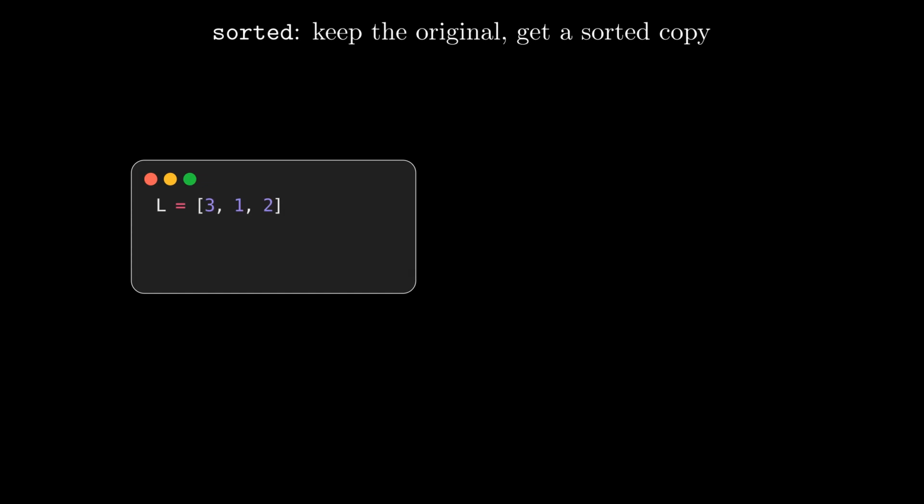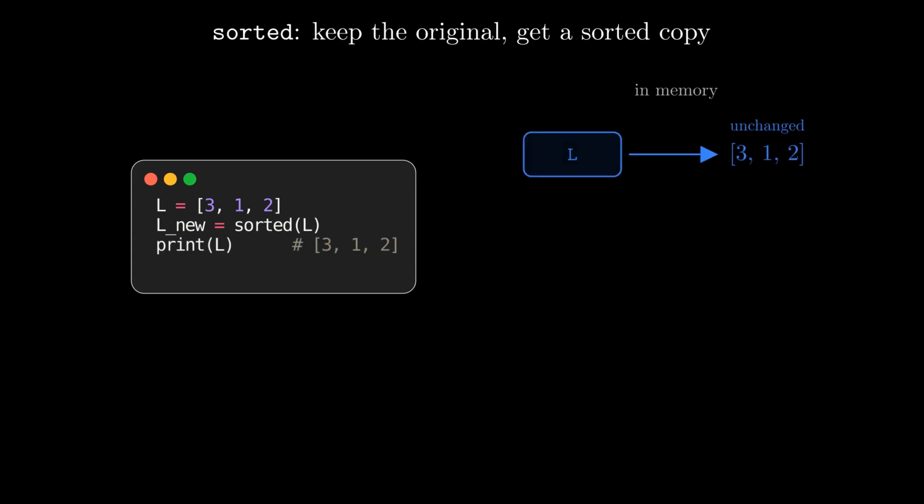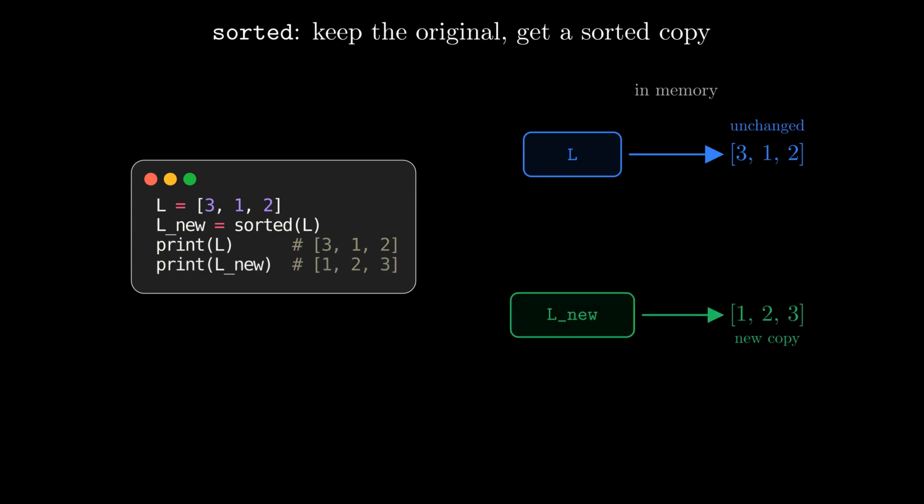Often you need to keep the original order, say the order people joined the queue, and also get a sorted view for some other purpose. Sorting in place would destroy that original order. The sorted function solves this. Sorted leaves your list L completely unchanged and returns a brand new list that is the sorted version. Because it returns that new list, you must catch it in a variable. Here we call it L_new.